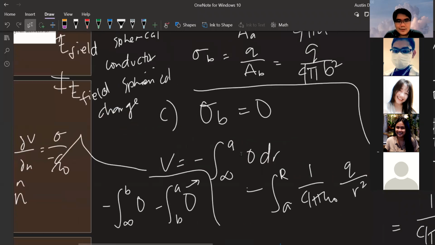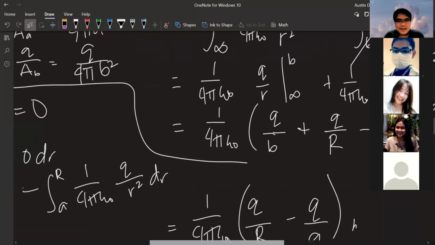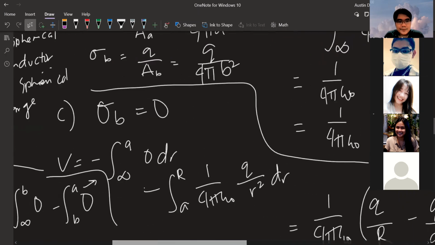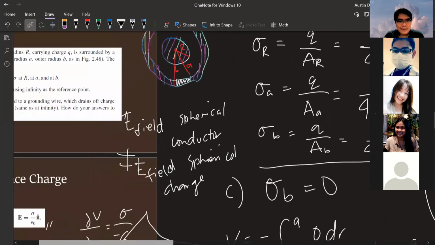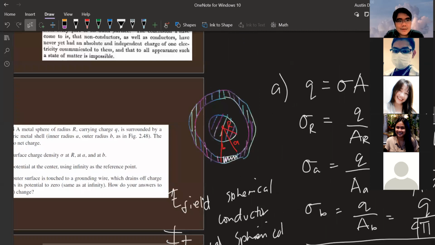So bakit nag-zero out na yung B to infinity? Kasi ngayon, wala na siyang minimimic na charges. Kunyari, isipin yun, meron siyang charges na Q. Okay? Yung charges na Q. And maghahatak ngayon tong metal sphere mo ng negative sa inner side ng shell mo. Tapos sa outside shell mo, may positive, to compensate dun sa mga nahatak. Okay?